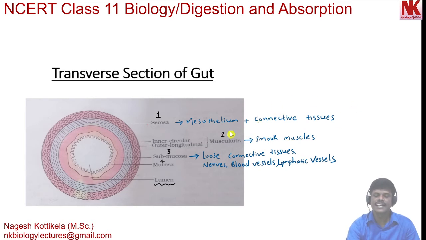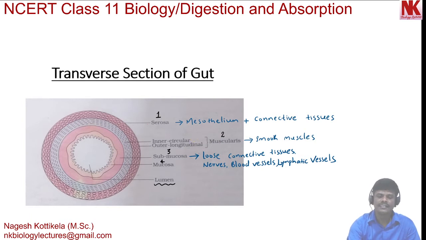Moving to the next, the second layer is muscularis. This is formed by smooth muscles. These smooth muscles are arranged in 2 layers. You can see here, this is outer layer and this one is inner layer. Here the important aspect is the outer layer of smooth muscles has longitudinal muscles and the inner layer has circular muscles. This is very important. Outer layer is longitudinal muscles, inner layer is circular muscles. You should not have any confusion in this.